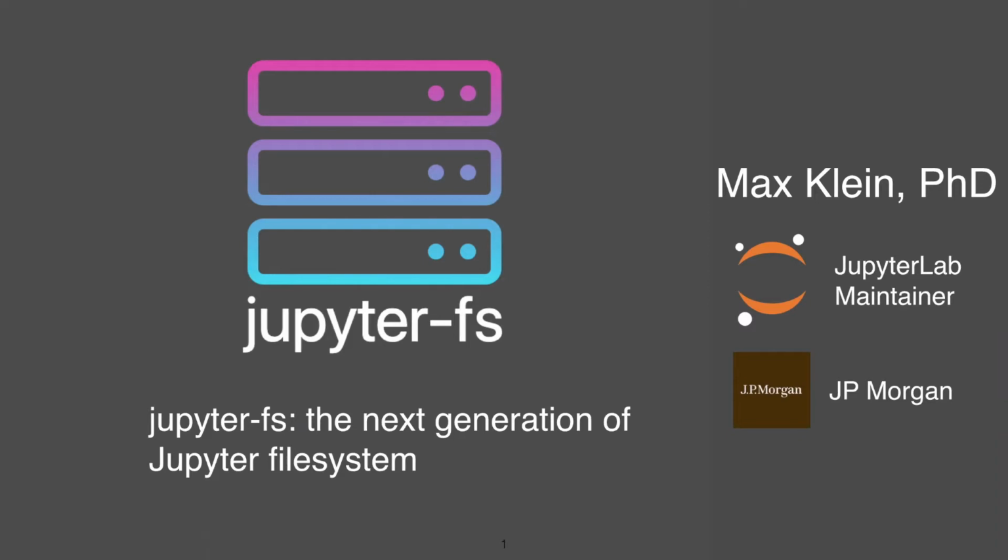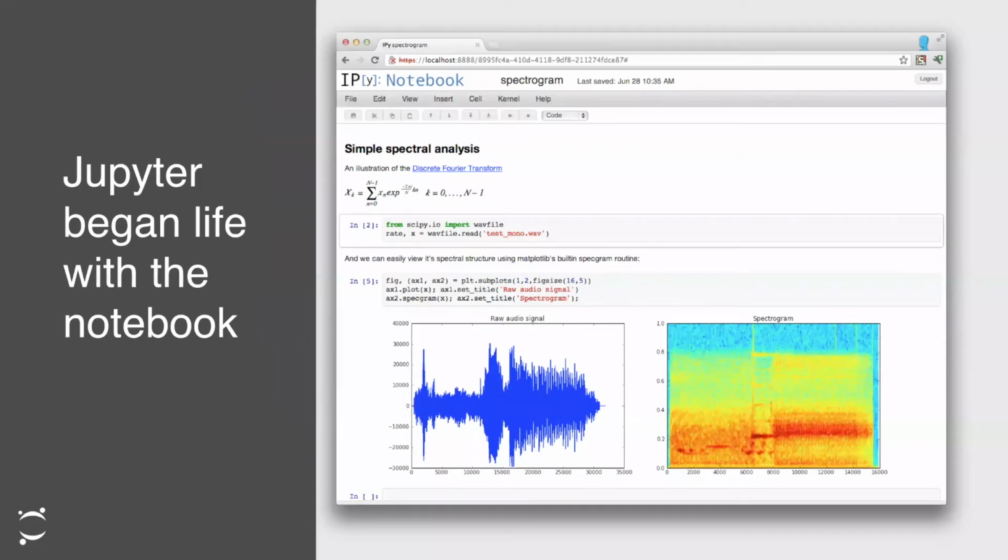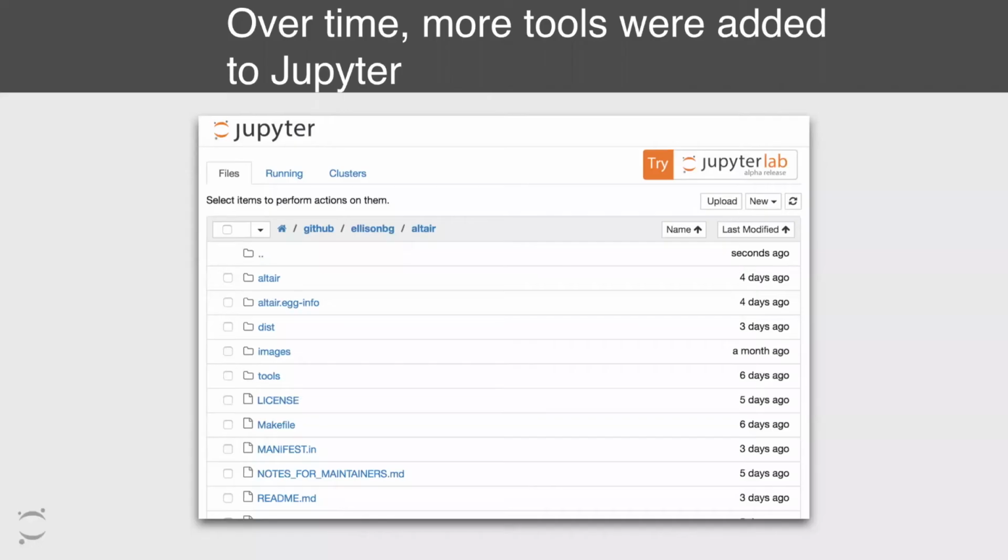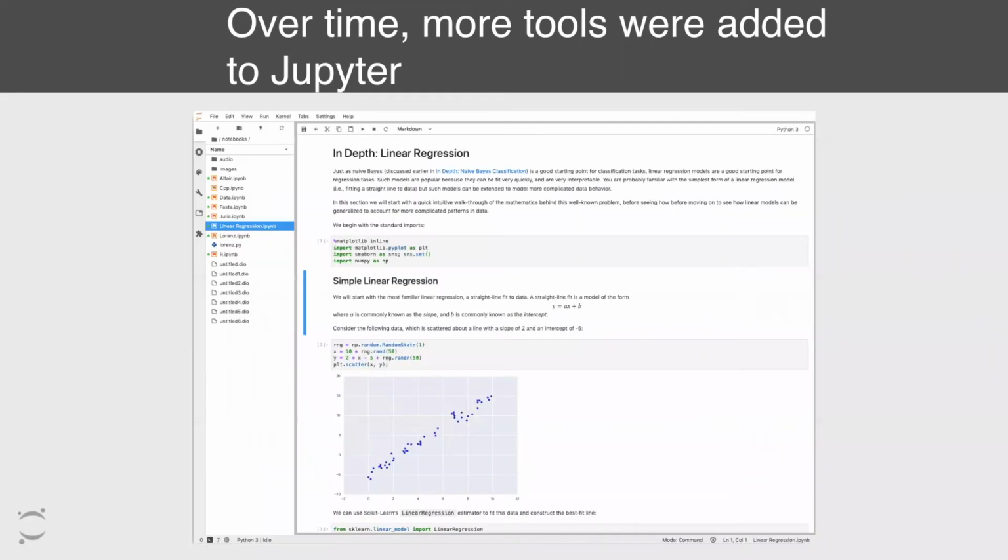The project is called JupyterFS, and the goal is for it to become the next generation of the Jupyter file system. In the beginning, back when Jupyter was still called IPython Notebook, it was just the notebook. There were no ancillary tools, no ancillary views. It was just a notebook. But over time, various tools, including a file browser, got added to it, bringing us to the current implementation of the file browser in JupyterLab, which you can see over in the left panel there.